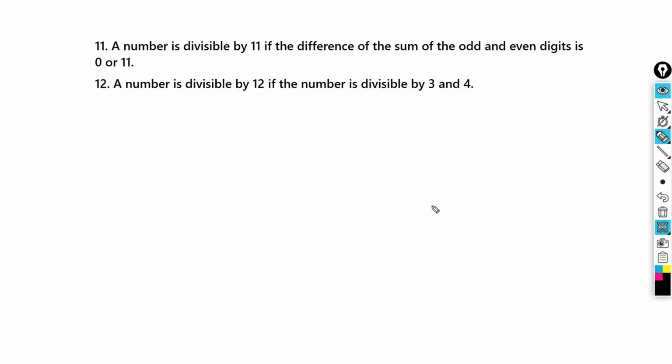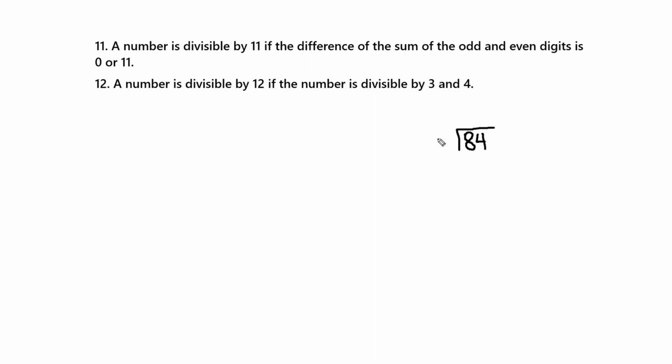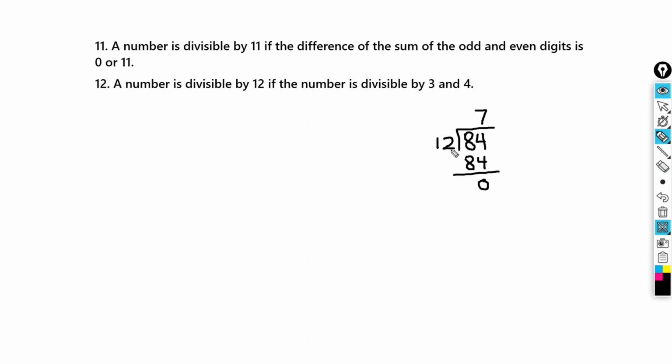A number is divisible by 12 if the number is divisible by both 3 and 4. So let's start with 84, because I know that's divisible by 4. And 8 plus 4, well, that's 12, and that would be divisible by 3 as well. So we could do 84. If we divide by 12, well, 7 times 12 is 84. So you can see we have a remainder of 0. So 84 is divisible by 12 because it's also divisible by 3 and by 4.